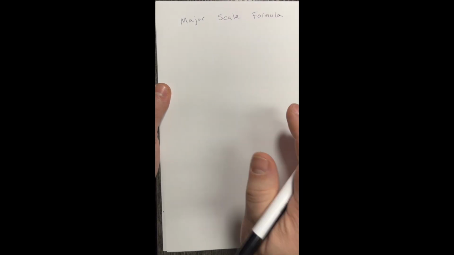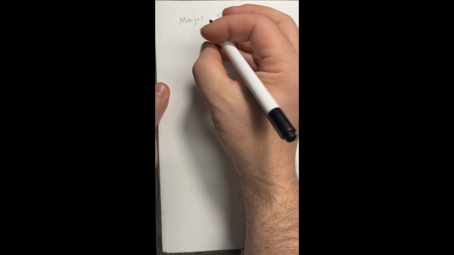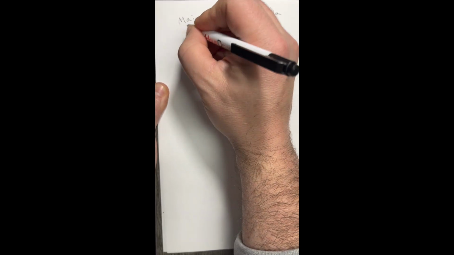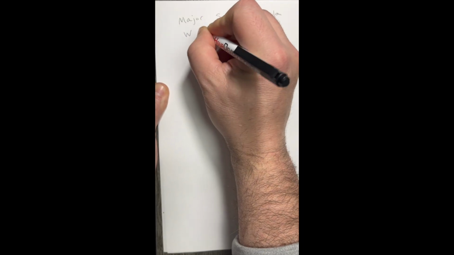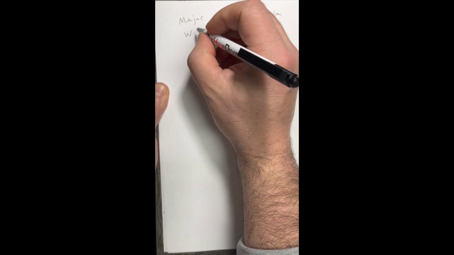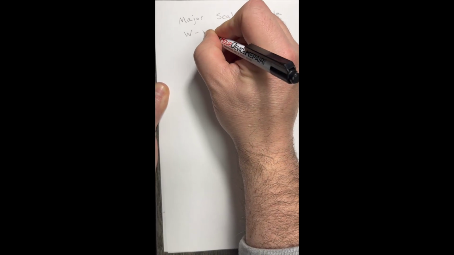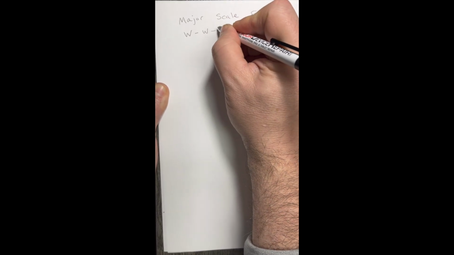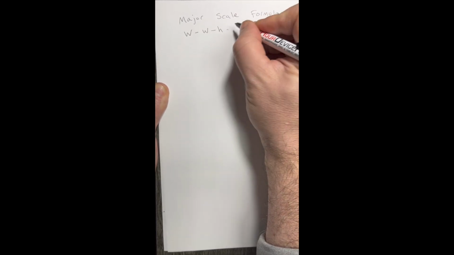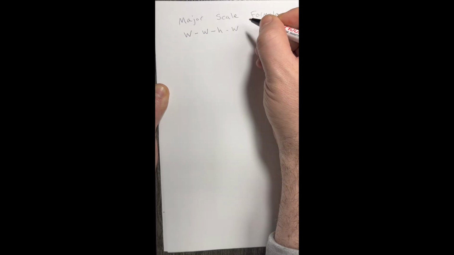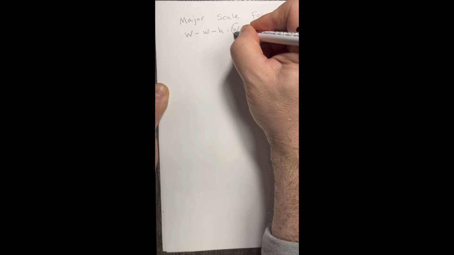Now this one, I think this is worth remembering. Maybe you want to write this down somewhere, take notes. This is going to be, like I said, a series of whole steps and half steps. So we have a whole step, half step, whole step, whole step, whole step, half step.